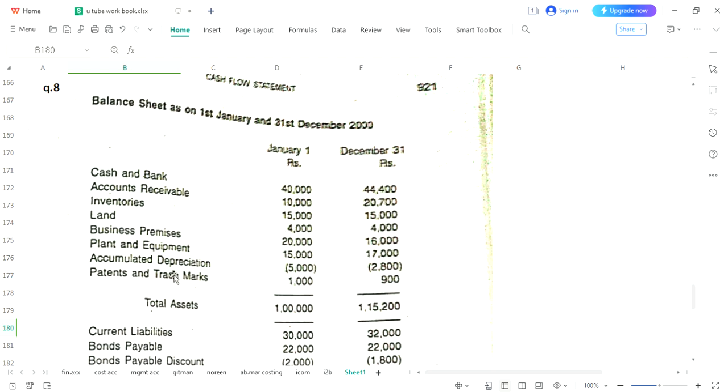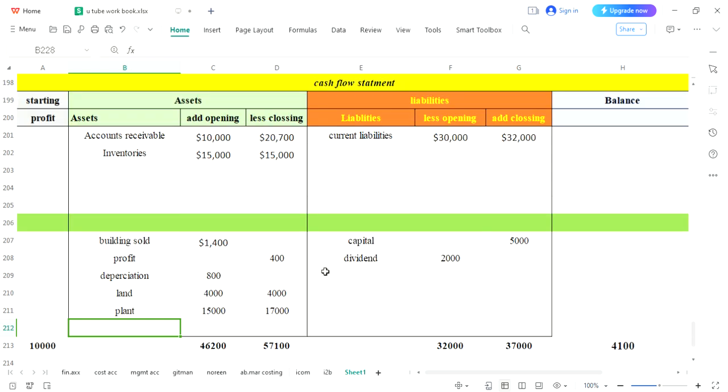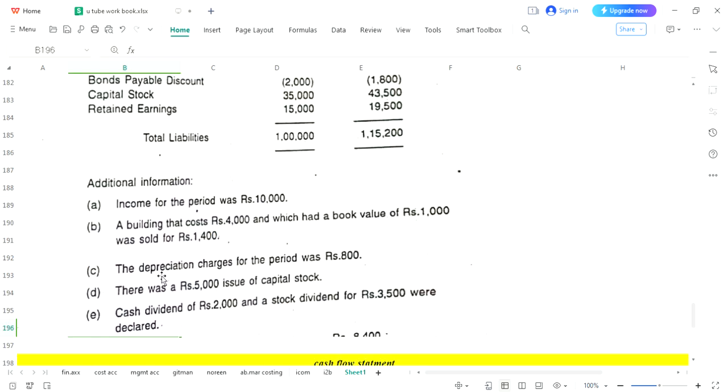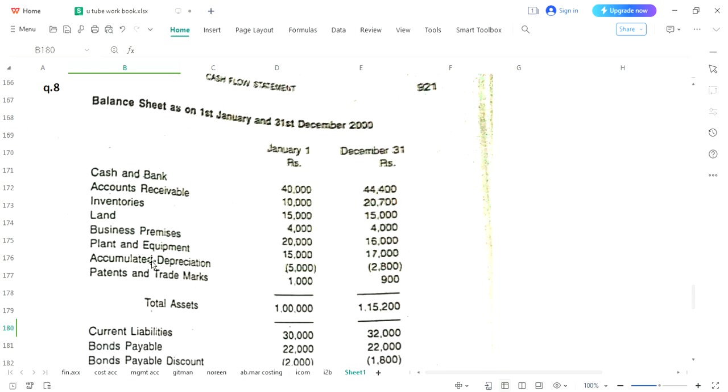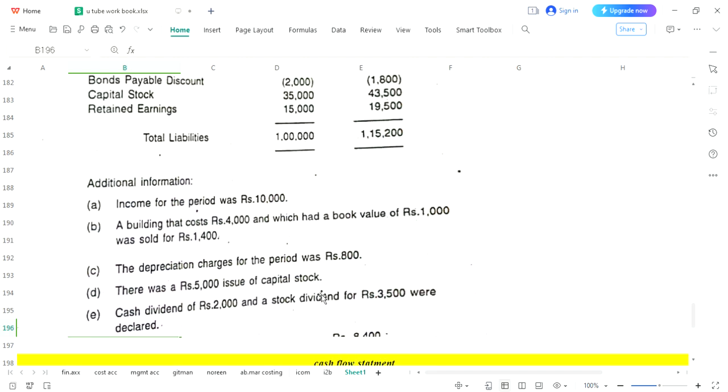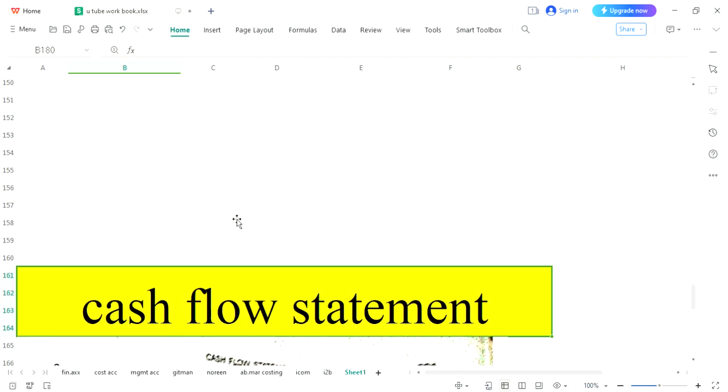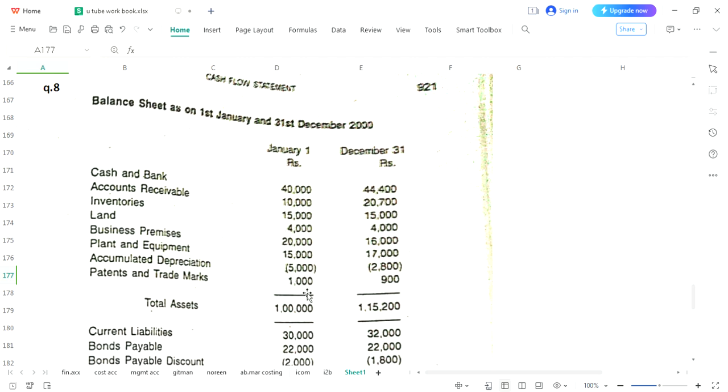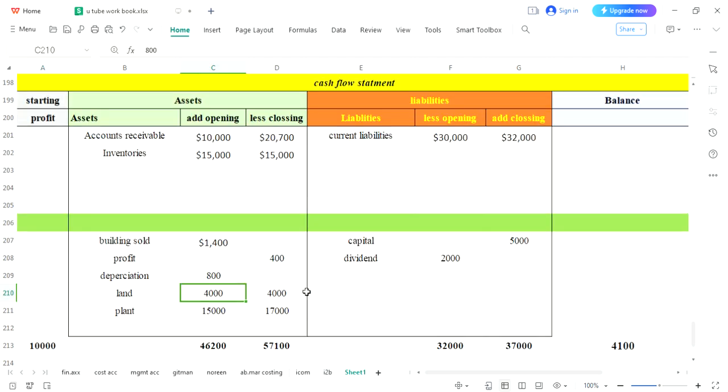Now next, after plant, we have accumulated depreciation. Depreciation has already been adjusted. Look at here, 800, which was given in your question. After depreciation, we have patents. There was no adjustment of patent over here, so we will write patents. Amount is 1900. So here 1900 is your patent.